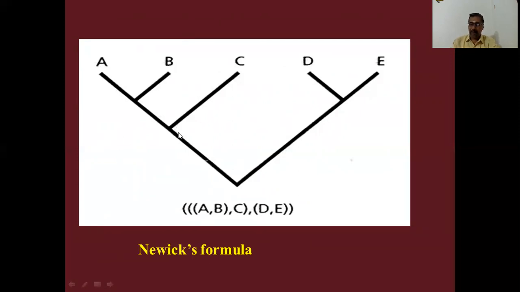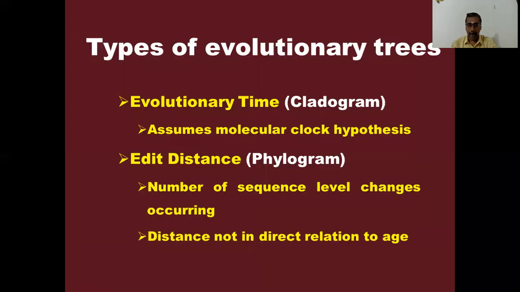Now you can even represent the evolutionary relationship in a text format. The text format is termed Newick's format, Newick's formula. Here you can see the same visual output represented as Newick's format. AB are highly similar. DE are highly similar. C is similar to AB rather than DE. So the concept is you can represent a phylogenetic tree in a visual format, as a diagram or image, or you can represent the phylogenetic tree in a text format. And the name of the text format is Newick's format or Newick's formula.